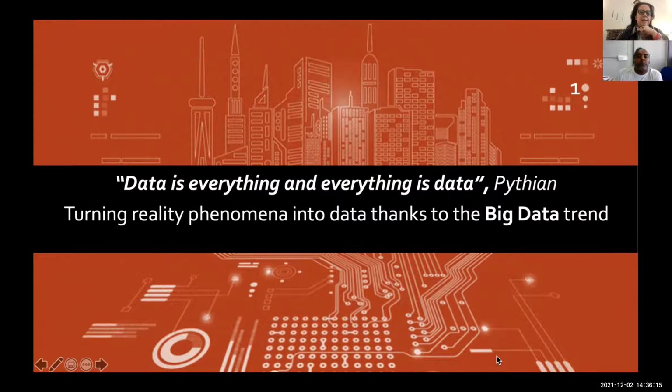And this is turning reality phenomena into data, thanks to the big data trend, which is now an old-fashioned term, but in fact it was the beginning of this idea and these new challenges that we are facing through data science.